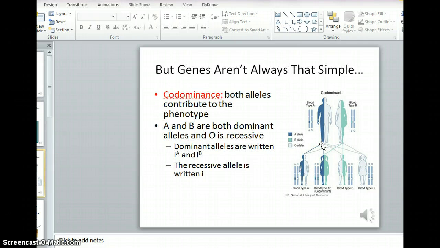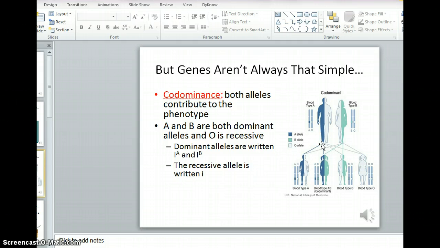Both type A and type B blood are codominant. Blood type refers to a particular carbohydrate on the surface of red blood cells. Someone who is homozygous for type A blood only has type A carbohydrates on their red blood cells. Someone who is homozygous for type B blood only has B carbohydrates on their red blood cells. And someone who has type AB blood has both type A and B carbohydrates.